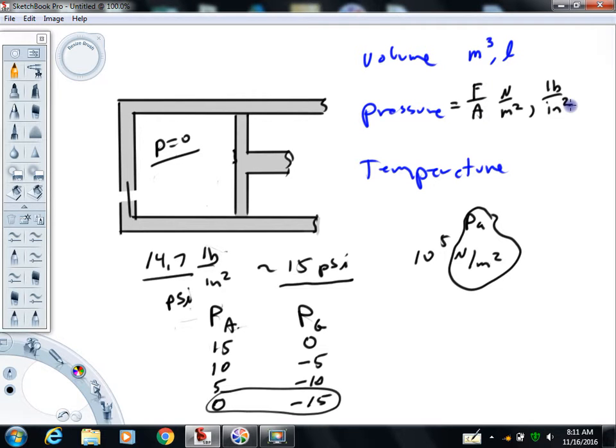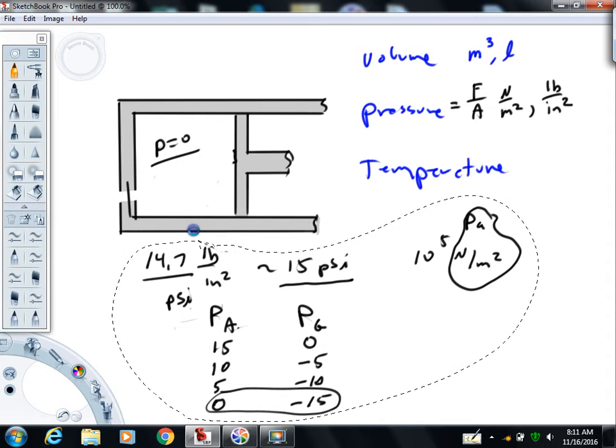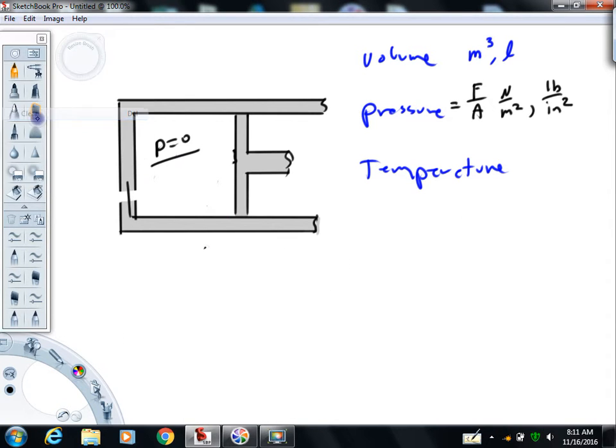Now I'm going to talk a little bit about temperature. So I'm going to get rid of this stuff. All right, so getting back to our container here, that had a bunch of molecules in it.